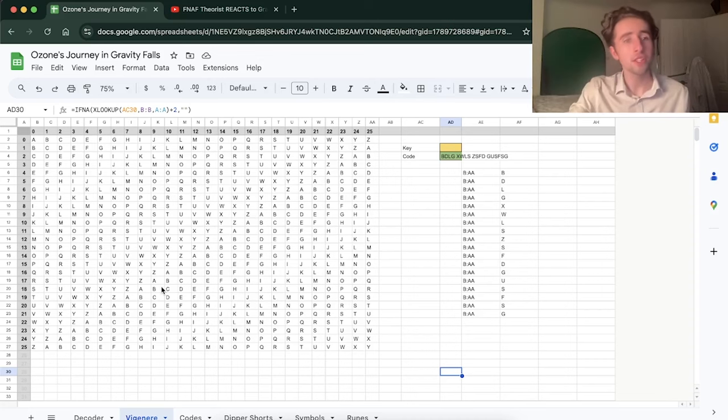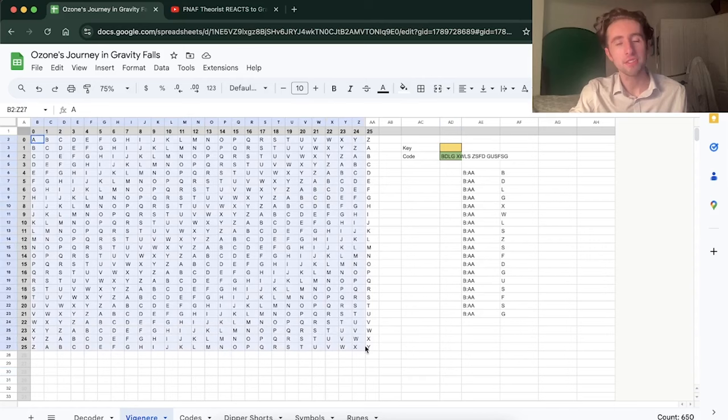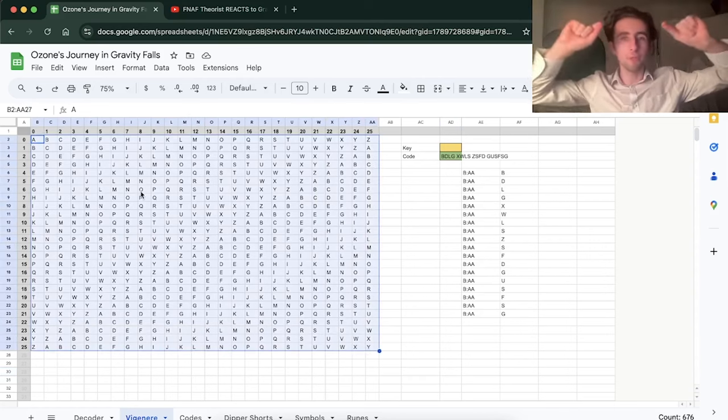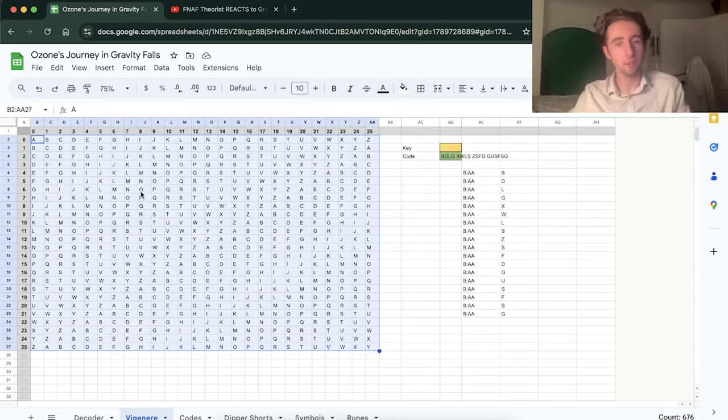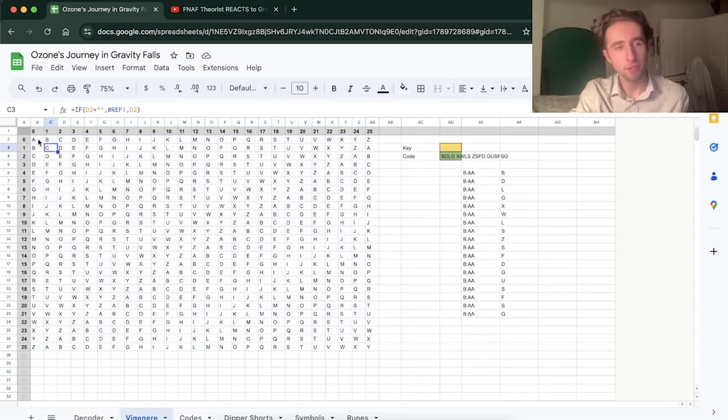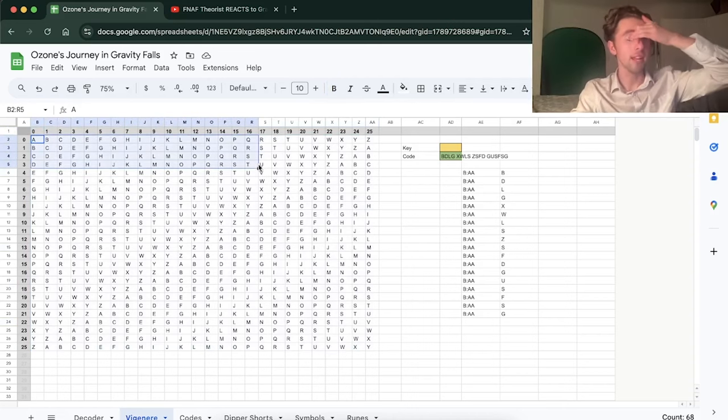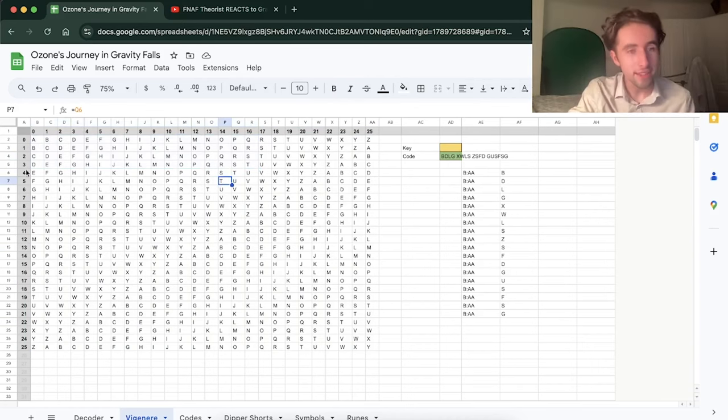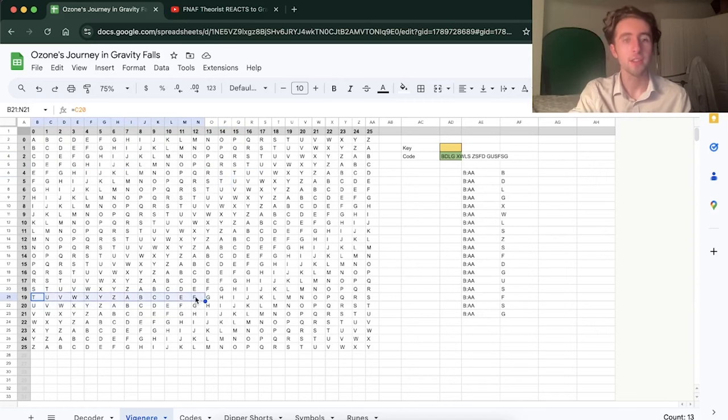But I did a lot of research into it, and this is basically a Visionaire square, right? It's a 26 by 26 grid, and it has each of the different possibilities of Caesar ciphers. Caesar ciphers are obviously the alphabet shifted by a certain number of letters. And this is how you decode Visionaire ciphers. You use your key, and then you go across, and then you find the letter that you have in your code, and then that's going to be an M. So that's how you do it.